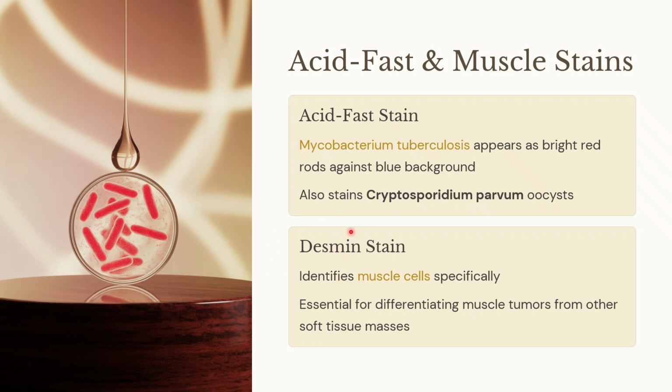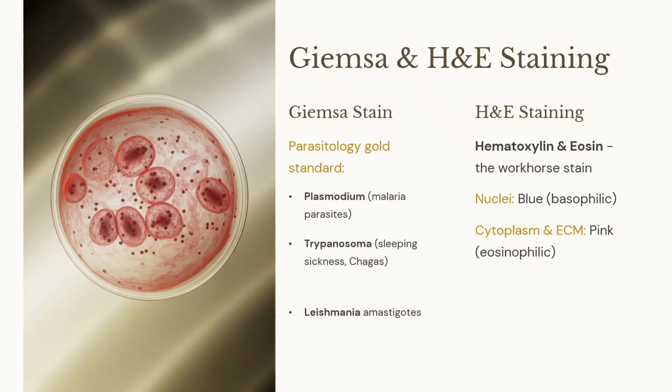Desmin. The desmin stain identifies the muscle cells specifically. What about GMS and H&E stain? The GMS is the gold standard for parasites.